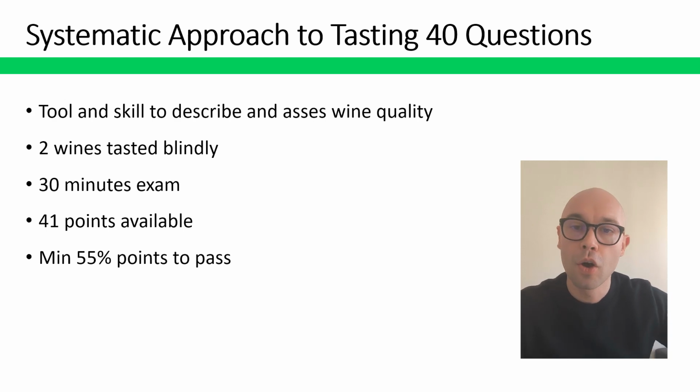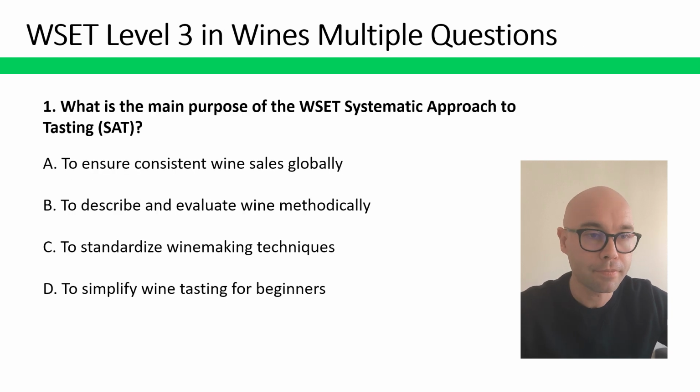On the actual exam, you're going to have two wines that you're going to taste blindly, most probably a white and a red wine. You're going to do this in 30 minutes. Total available points are 41, and for you to pass, you need to have at least 55% of these points.